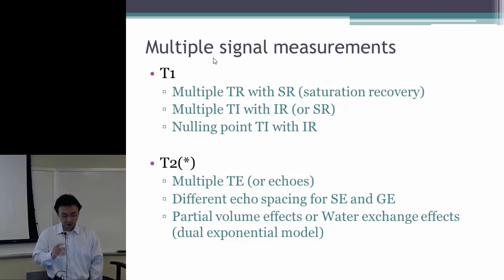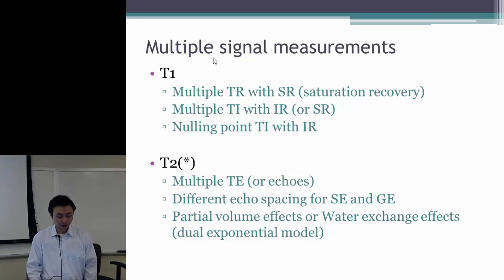Okay, so for T2 or T2 star quantification with these multiple signal measurements, first we can, of course, collect multiple TE imaging. For each echo, we collect one line of our K-space with that corresponding TE. So for multiple echoes, we can generate multiple images corresponding to different TEs, and then we use all these images to calculate the T2 or T2 star that's associated with the signal decay. This multiple TE method is the most widely used and very simple and easy to use for quantifying the T2 or T2 star.